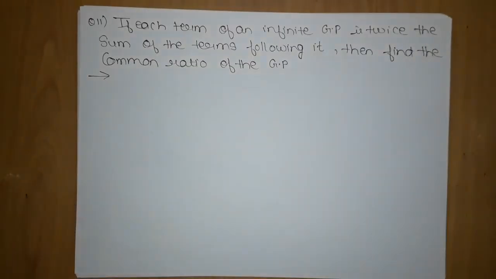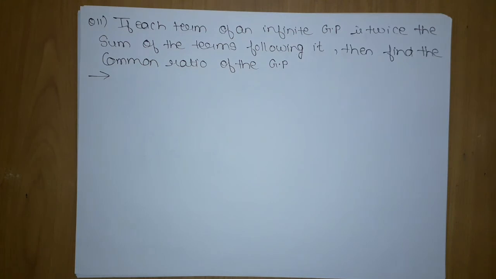Now the next question which we are going to take is this. If each term of an infinite GP is twice the sum of the terms following it, then find the common ratio of the GP. Here the trick part is the English language. If your English language is weak, such type of things come in sequence and series.